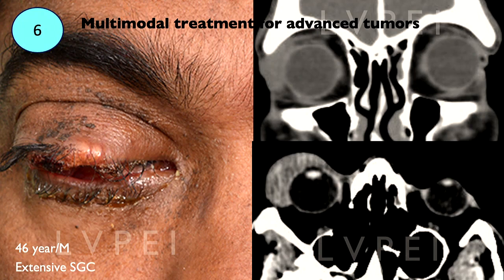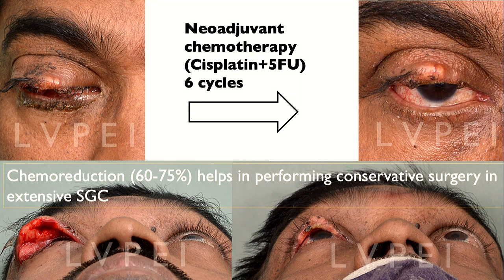Multimodal treatment for advanced tumors: earlier, for extensive sebaceous gland carcinomas, the only thing in our armamentarium was exenteration, but now we have a fairly established chemotherapy regimen with cisplatin and 5-fluorouracil. We give 6 cycles of this neoadjuvant chemotherapy, bring down the size of the tumor, and then perform conservative surgery for extensive SGCs.